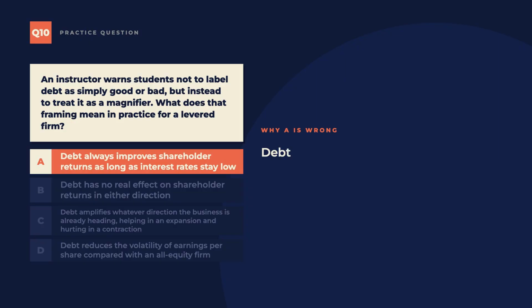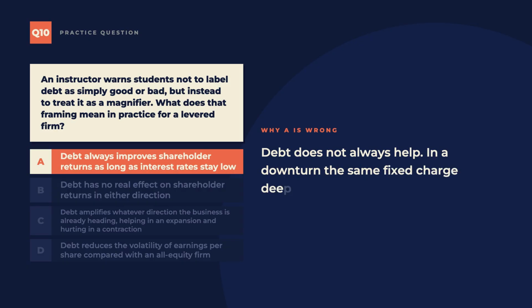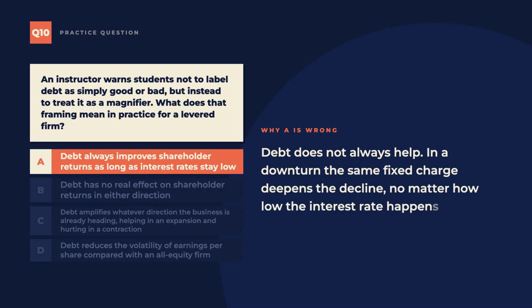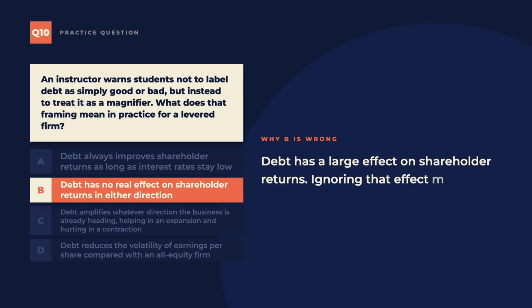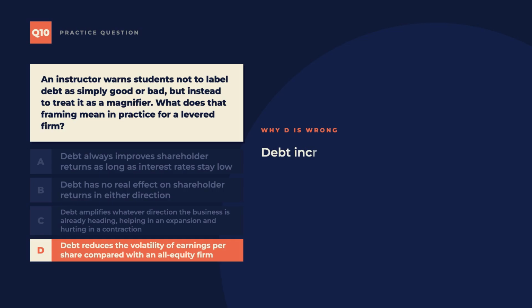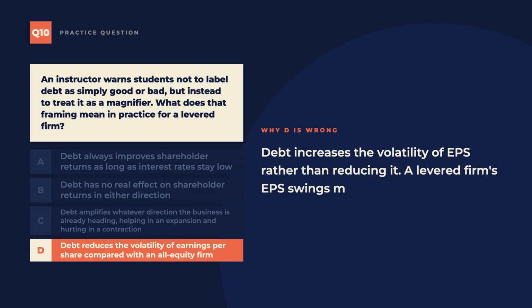A is wrong because debt does not always help. In a downturn, the same fixed charge deepens the decline, no matter how low the interest rate happens to be. B is wrong because debt has a large effect on shareholder returns. Ignoring that effect misses the entire point of leverage. D is wrong because debt increases the volatility of EPS rather than reducing it. A levered firm's EPS swings more than the EPS of an otherwise identical all-equity firm.